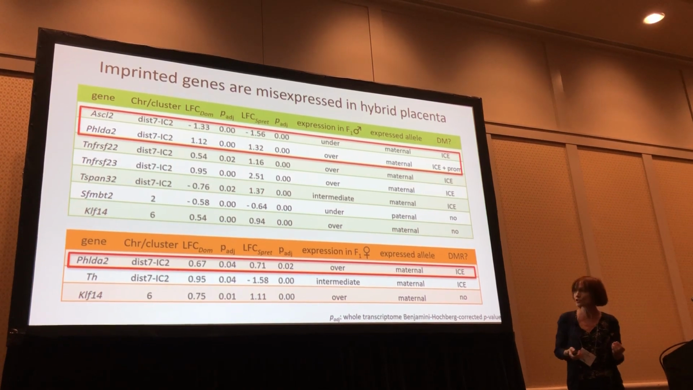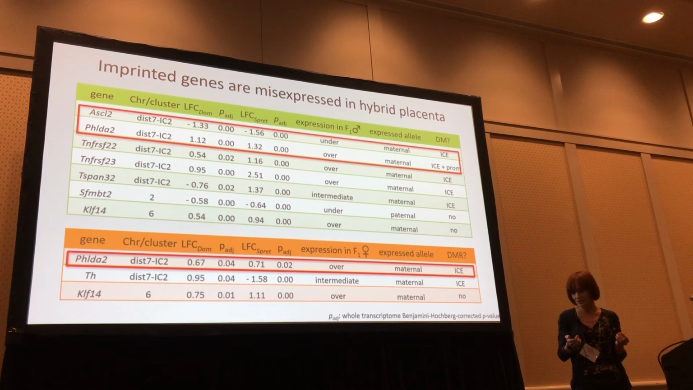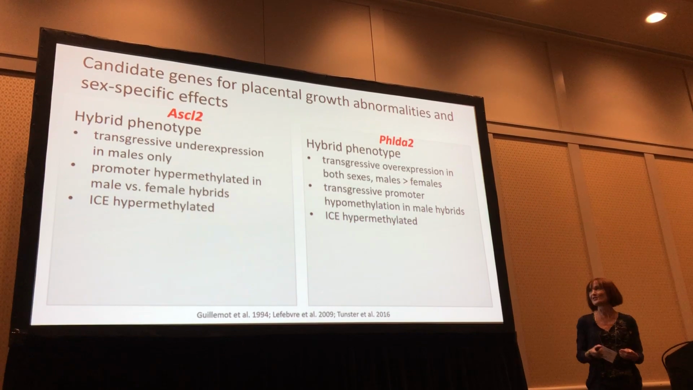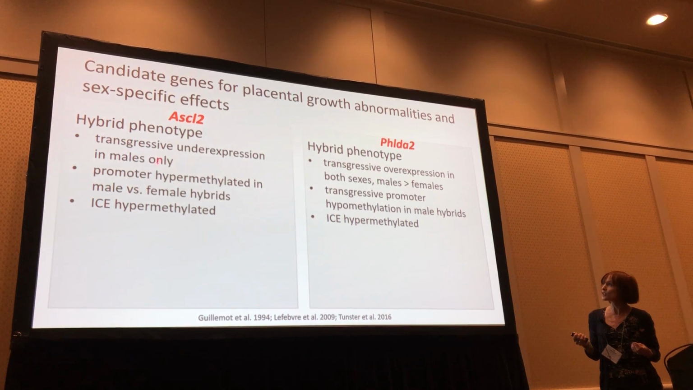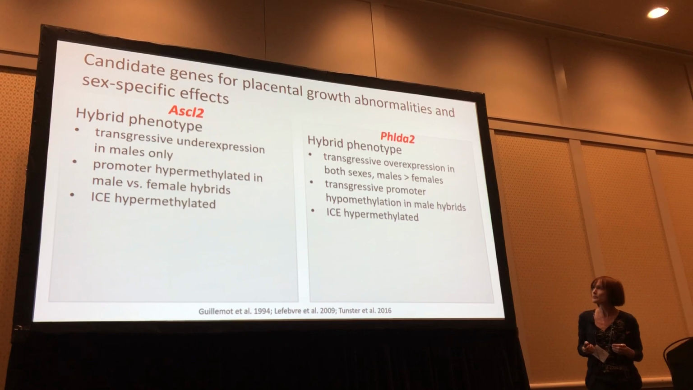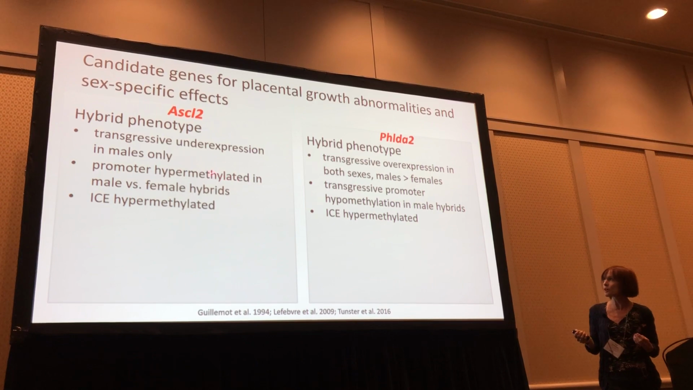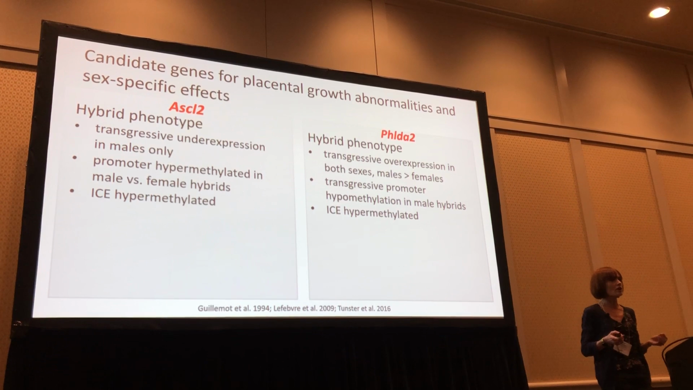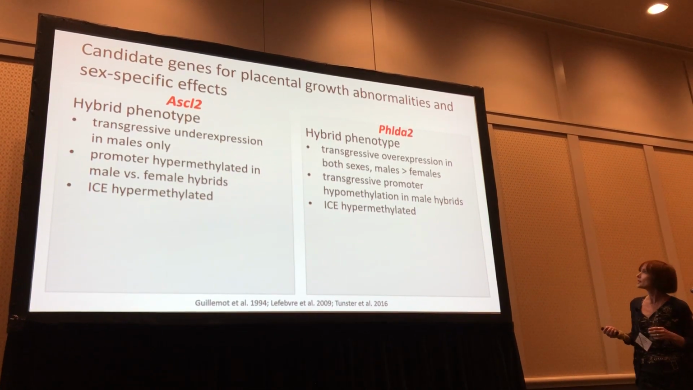So I'm just going to focus on two genes that we think are particularly good candidates for a contribution to these placental phenotypes in hybrids. So here they are, ASCL2 and FILDA2. The hybrid phenotype in terms of expression for ASCL2 is transgressive underexpression in males only. And consistent with the direction of expression in males, we find hypermethylation in the promoter relative to female hybrids. And then the imprint control element is hypermethylated in this whole cluster of imprinted genes.